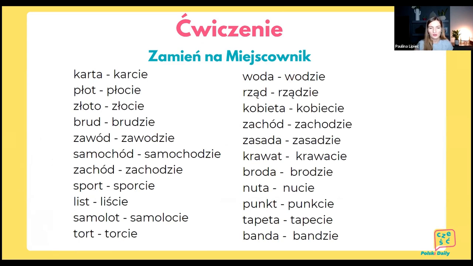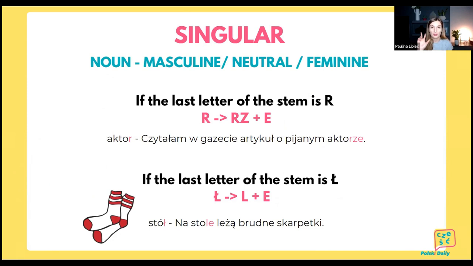And we move on. Our third rule about singular nouns. We are still in the category of gender doesn't matter, okay? We still have masculine, neutral, and feminine. The same rule for all. If the last letter of the stem, the last consonant of the stem is r, then we need to replace r with z, and we just add e. This time we're not adding ye, but just e.